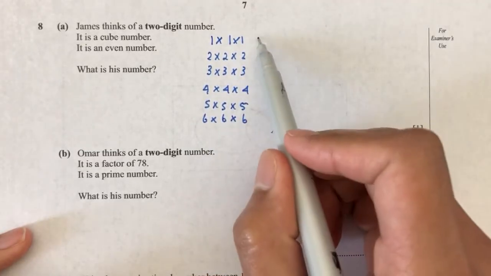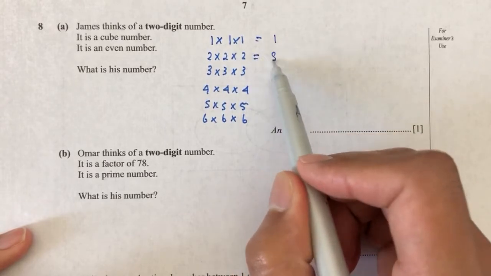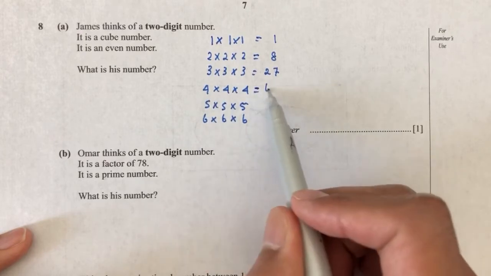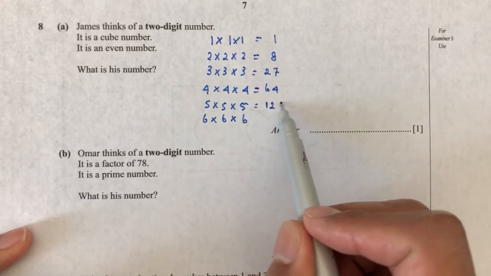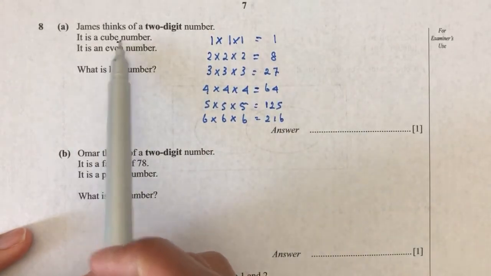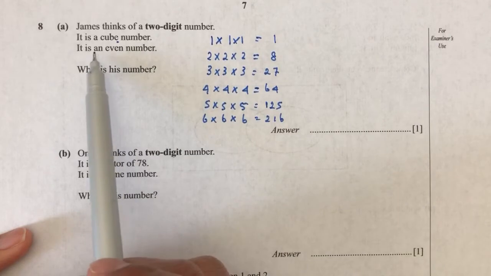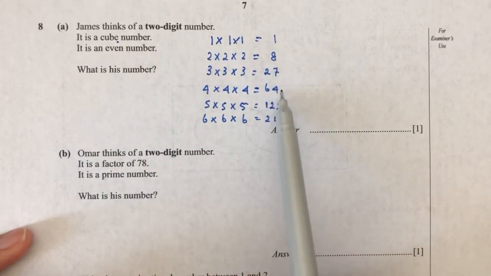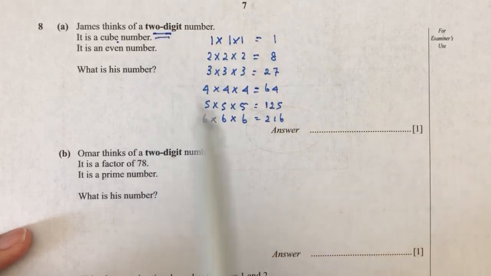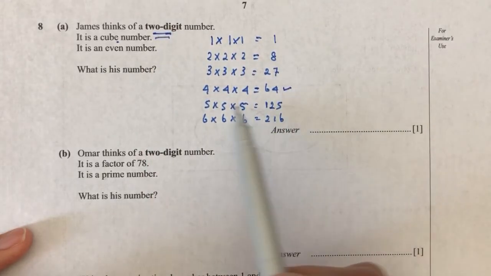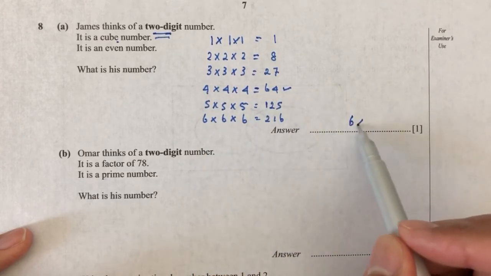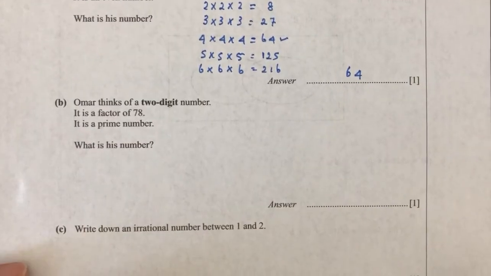So let's find out. This will be 1. This is 8. This is 27. This is 64. This is 125 and 216, right? So here he needs a cube number, so it will be one of those. It is an even number. It will be this or this or this, but it needs to be a 2-digit number, so the number will be this. So the cube number, which is also even, will be 64. That is part A.